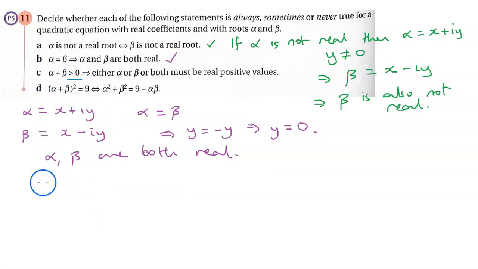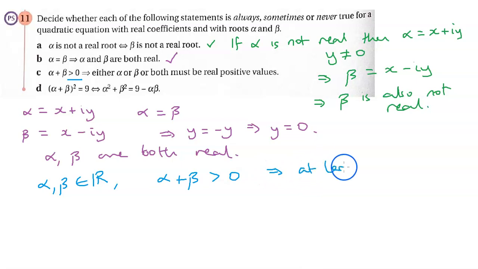And the second thing to realize is, so alpha and beta are real numbers, if alpha plus beta is bigger than 0, then yes, we need at least one of them to be bigger than 0, because if they're both negative, then when we add them together, of course, we're going to get something less than 0. Or if you have one of them equal to 0 and one of them negative, you're going to get something less than 0. So yeah, we need at least one of them bigger than 0. So this one was true.